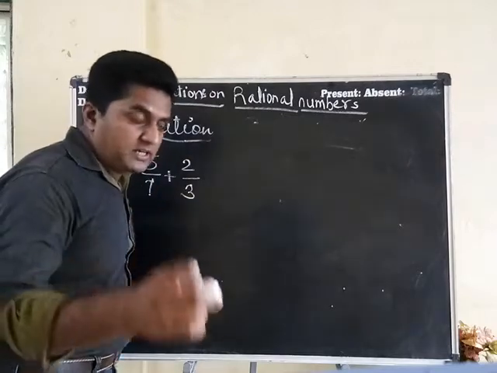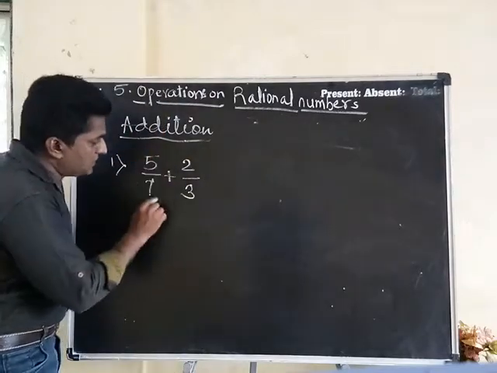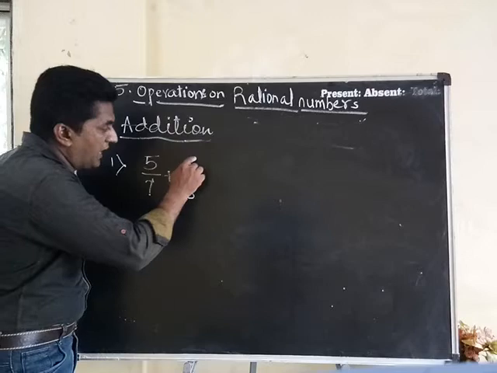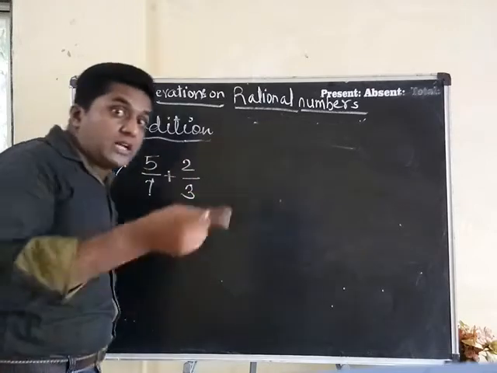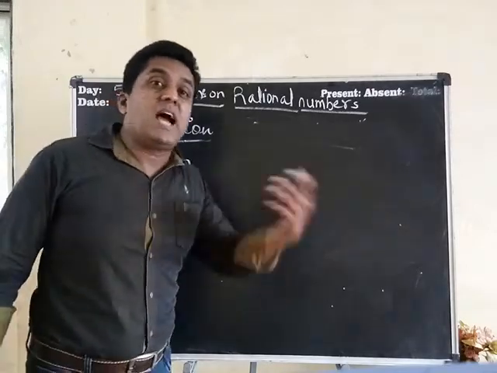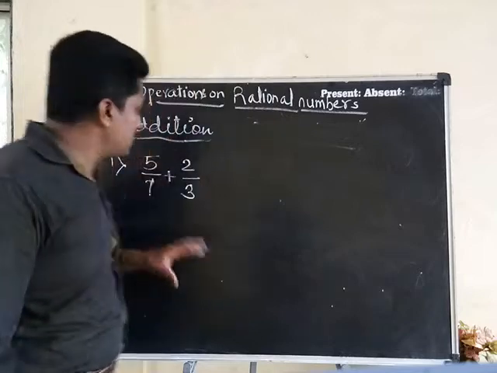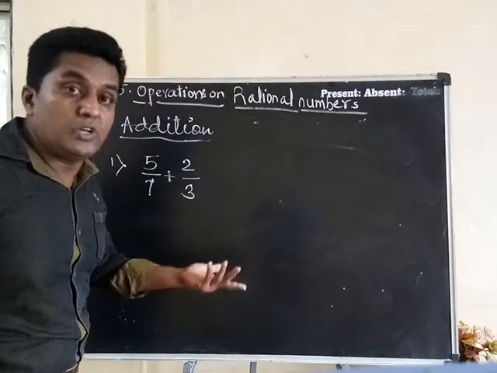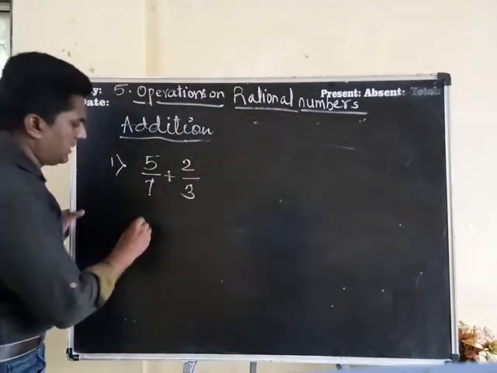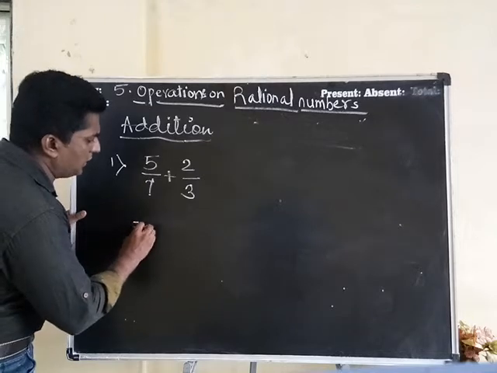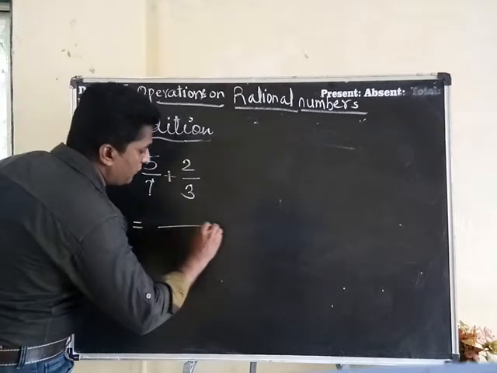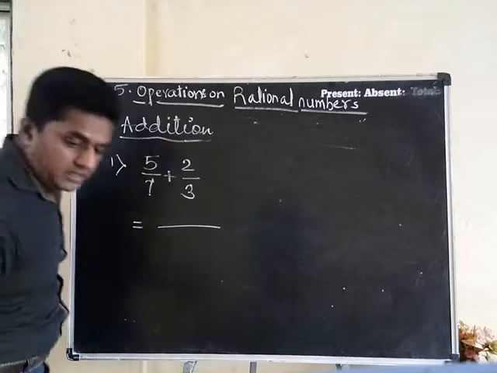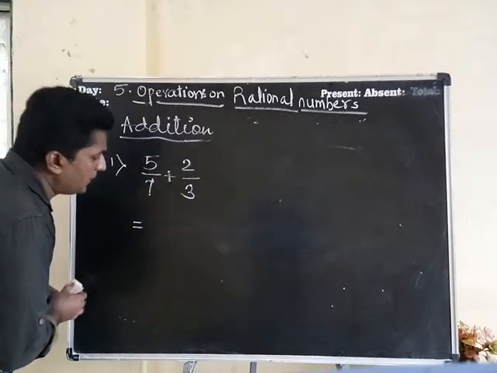As you can see children, 5 upon 7 is one rational number and 2 upon 3 is another rational number. Let us add them. Our first operation is addition of rational numbers. Now how will you add? Very simple. Write down is equal to, and make a big line of upon.